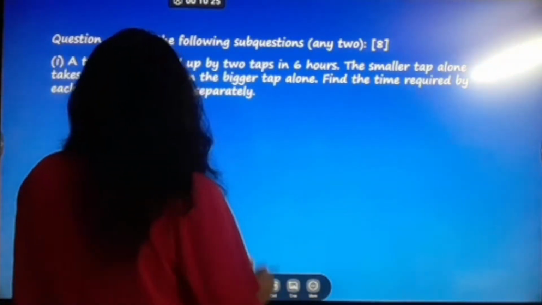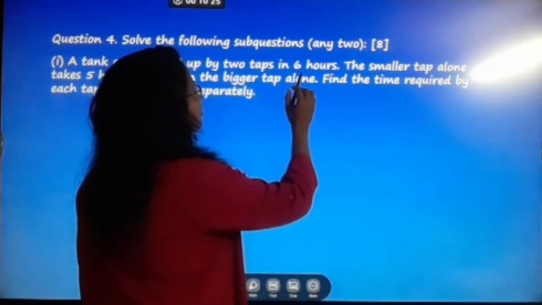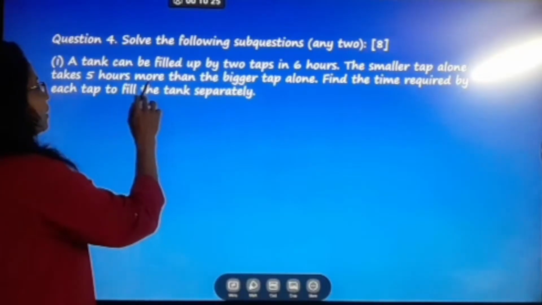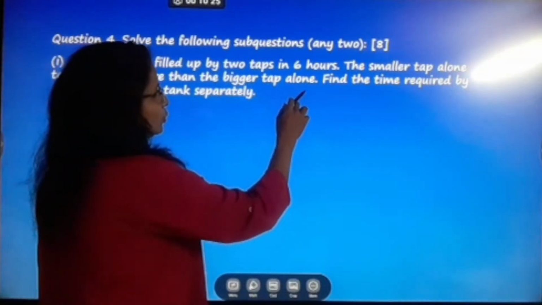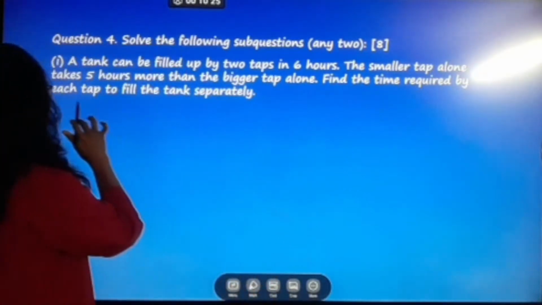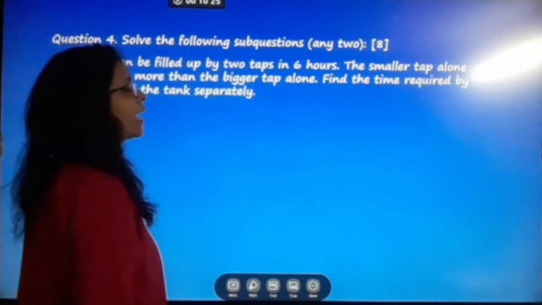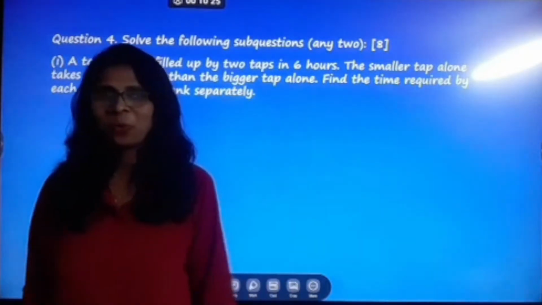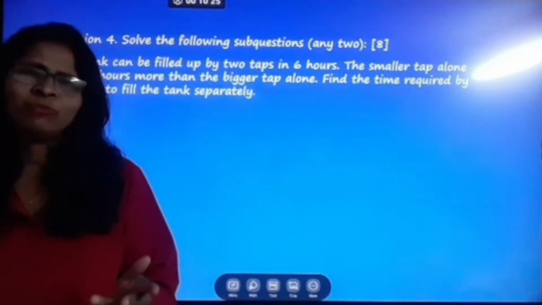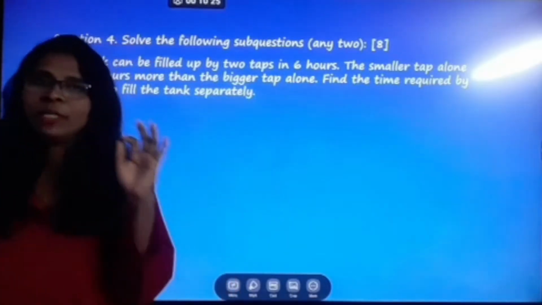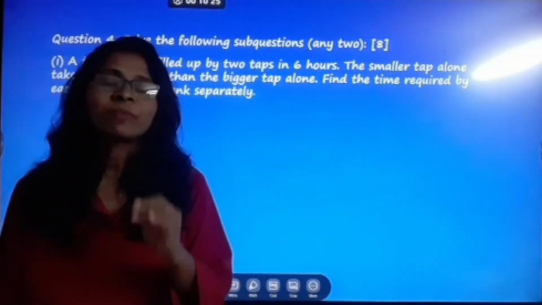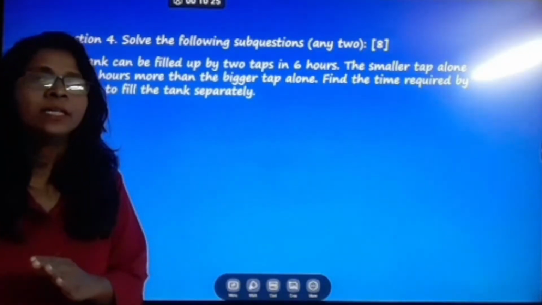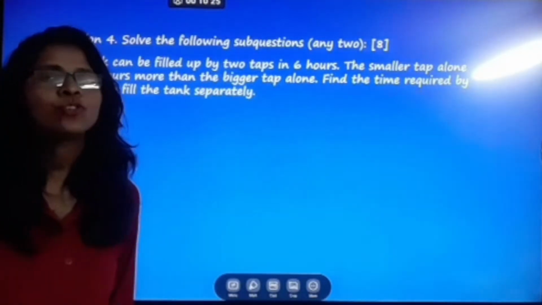A tank can be filled up by 2 taps in 6 hours. The smaller tap alone takes 5 hours more than the bigger tap alone. Find the time required by each tap to fill the tank separately. Yes, students. So this is the hard question. But we can solve it very easily. We carefully read the question again, and then solve it.